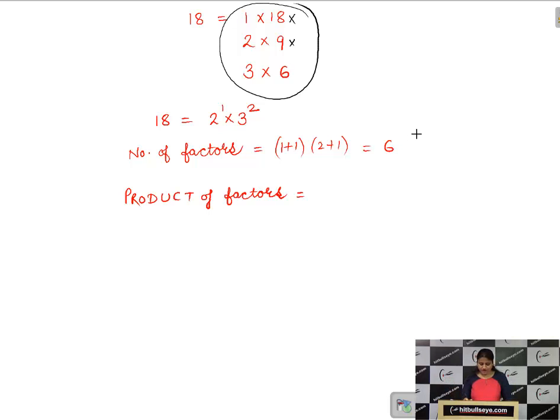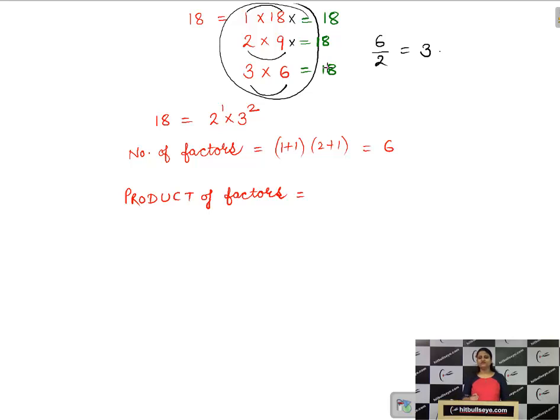Now for 18 we have 6 factors. So if we pair them, 1 into 18, that is one pair, 2 into 9, that is the second pair, 3 into 6, that is the third pair. So if we pair them, in a pair we need 2 numbers. In total we have 6 numbers. So how many pairs can be made out of 6 numbers? They are 6 by 2, I mean 3 in total. Now if we see the multiplication of these numbers, 1 into 18 will give you 18, 2 into 9 will give you 18, 3 into 6 will give you 18.